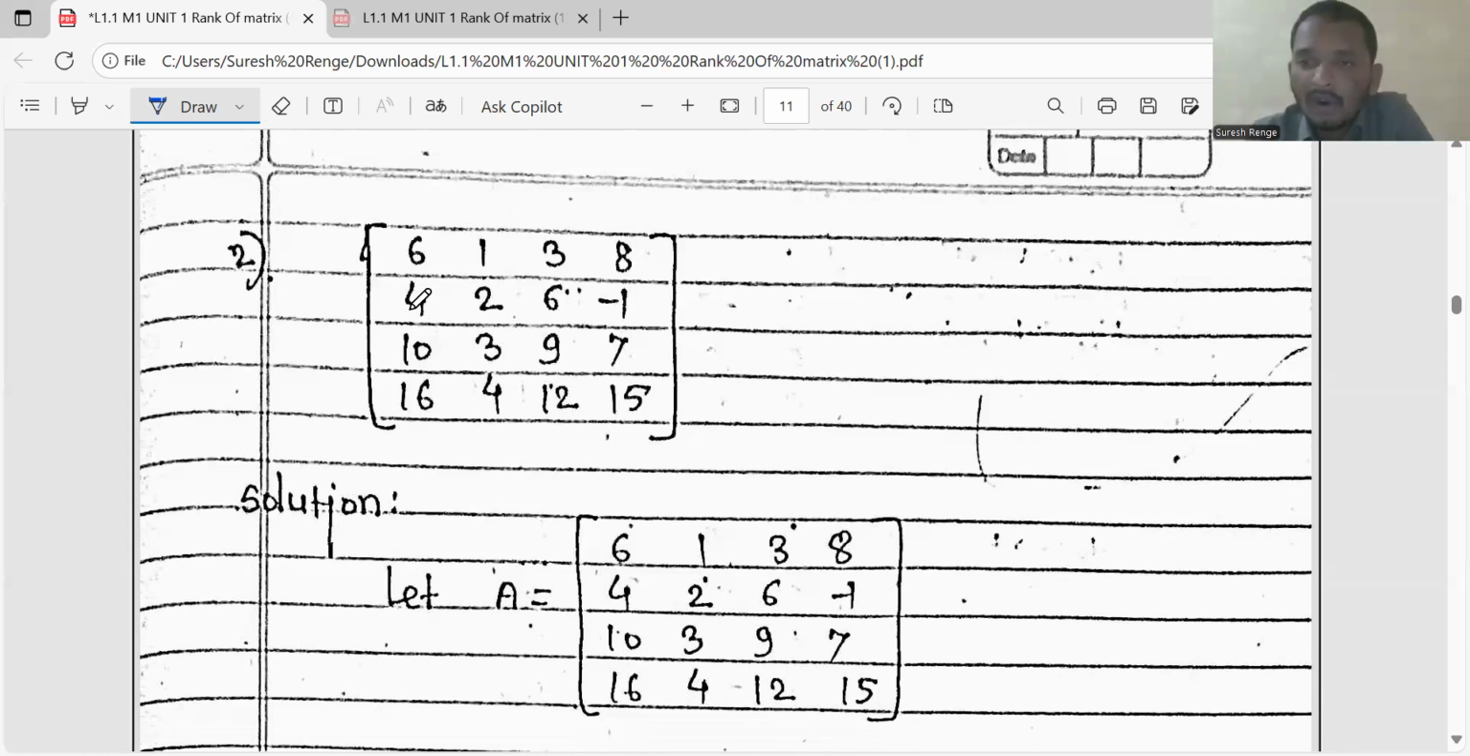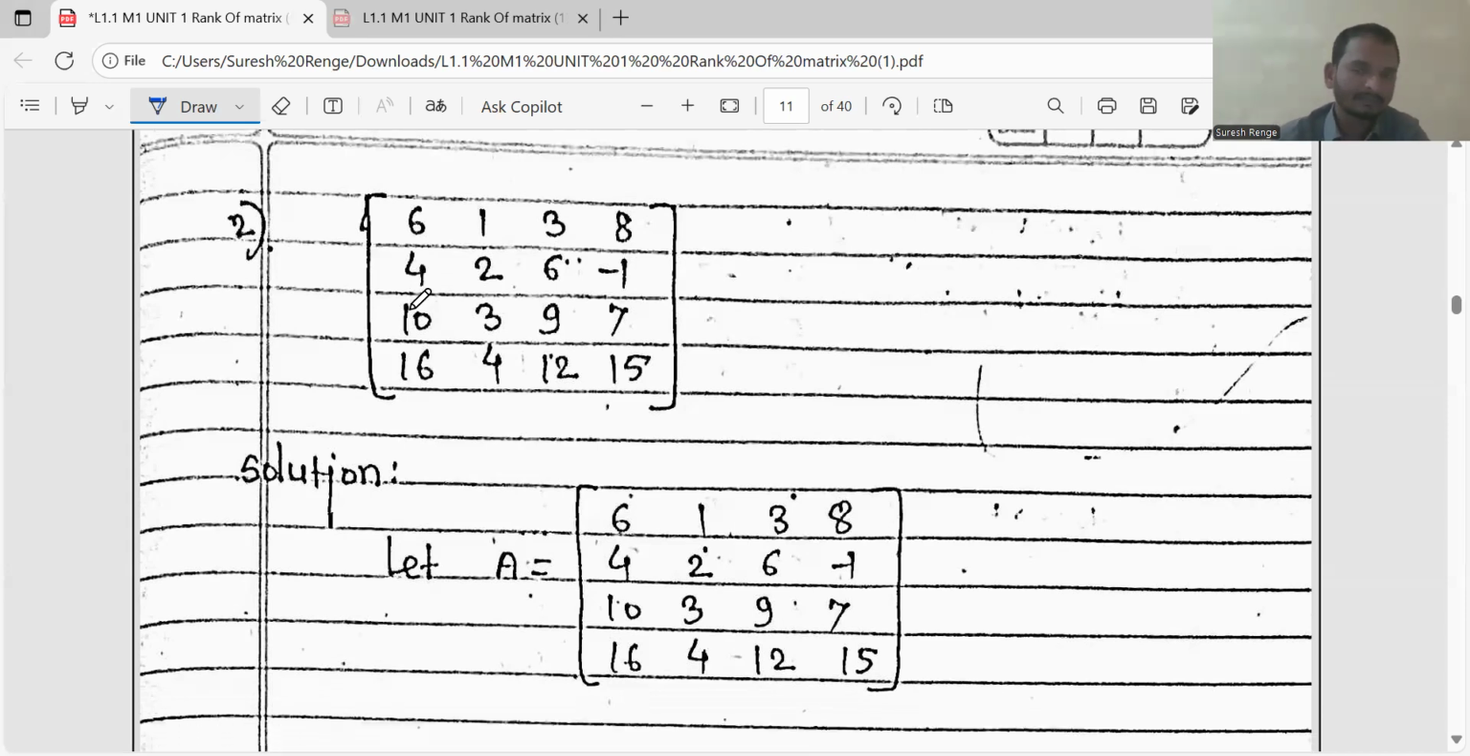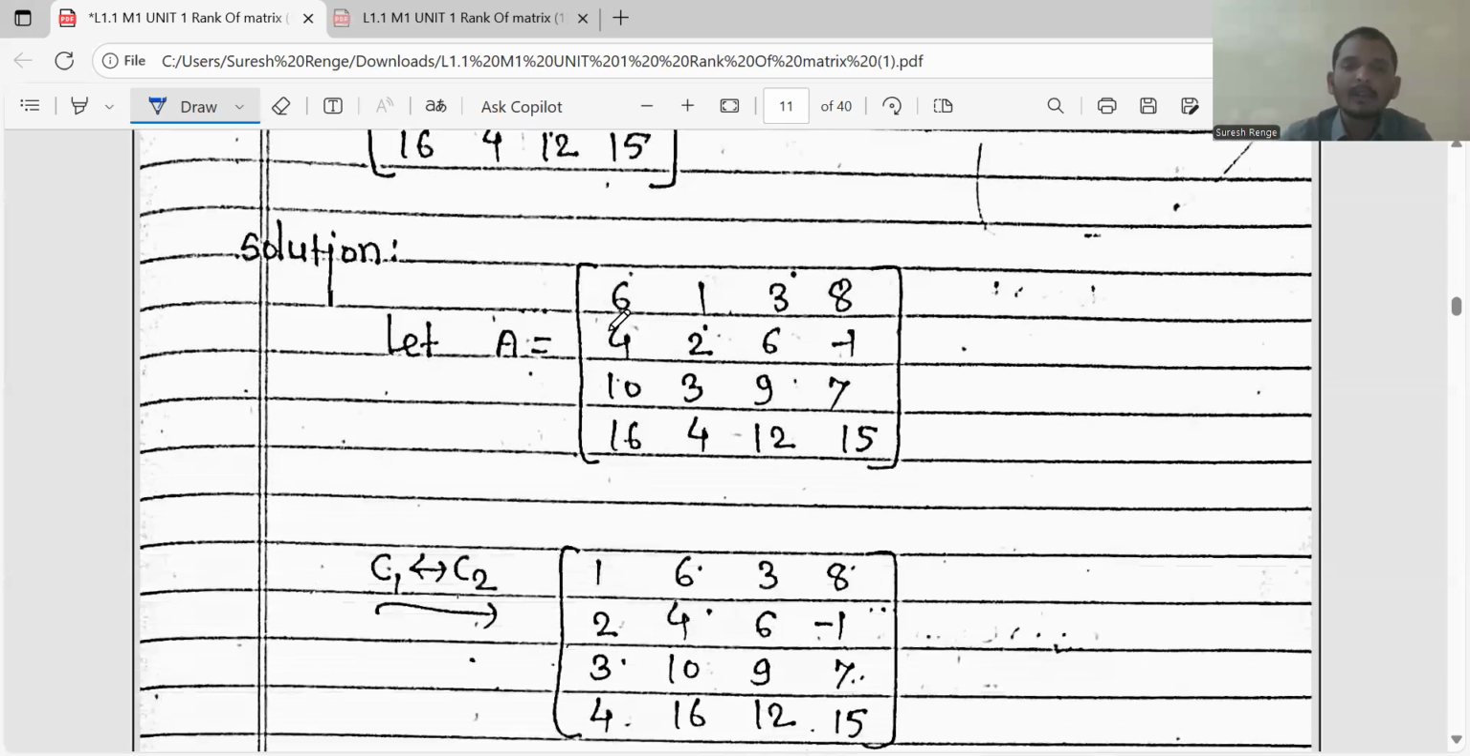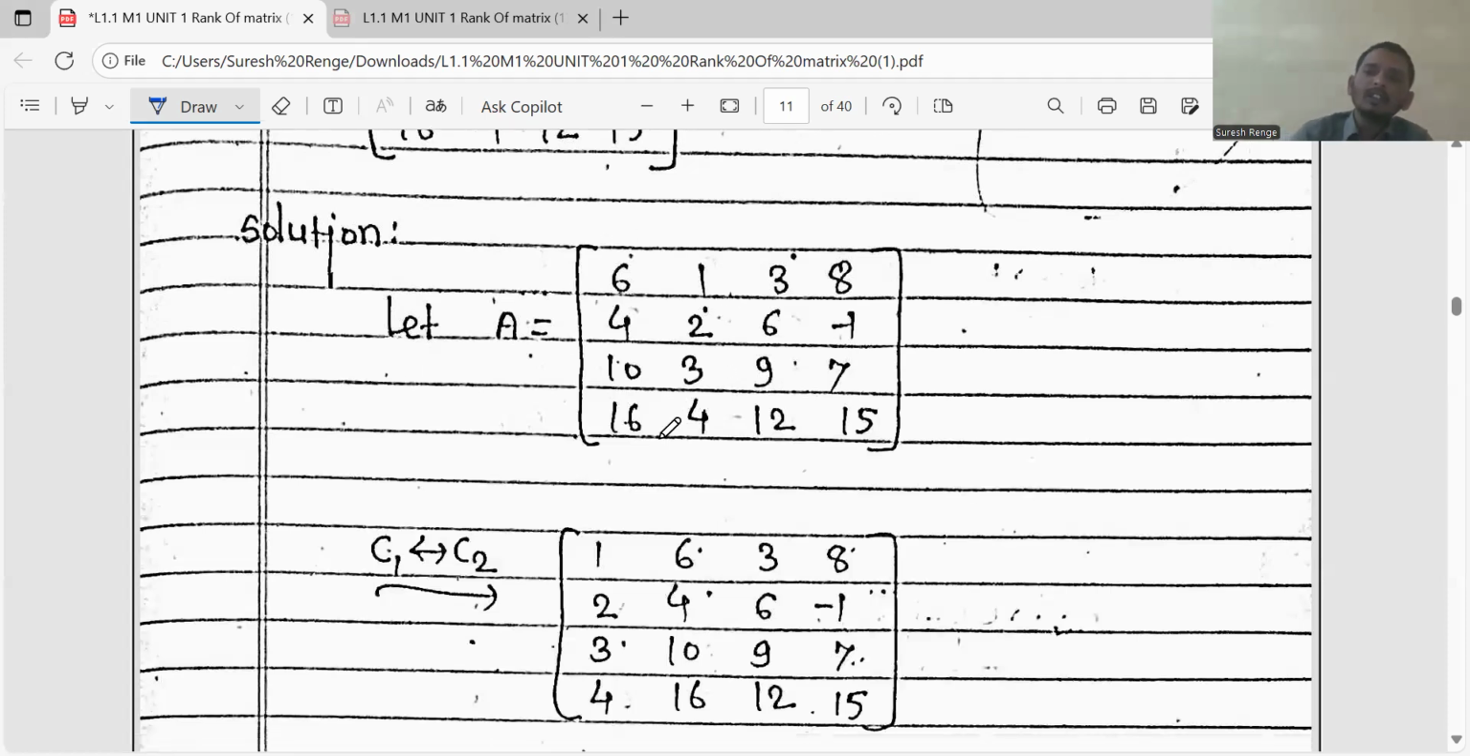Now, in the normal form, whatever leading elements are available must be 1. The leading element must be 1. It is compulsory in the normal form. Now, write down the given matrix as it is. We are writing the given matrix as it is here.